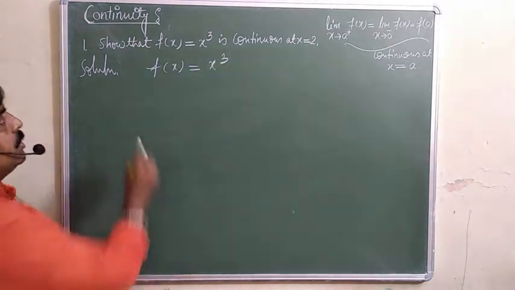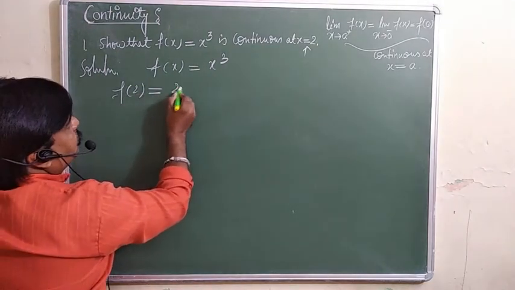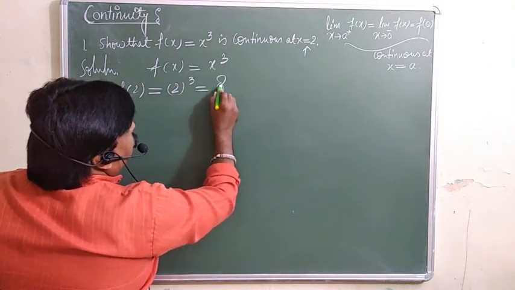This is what we have been given. We are supposed to take the value at 2. So f(2) will be equal to 2 whole cube, which is equal to 8.